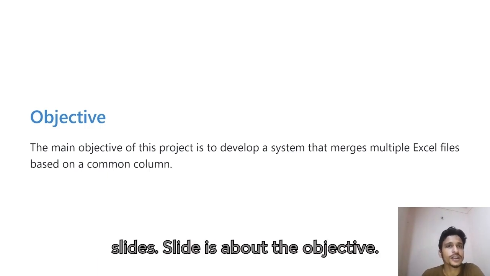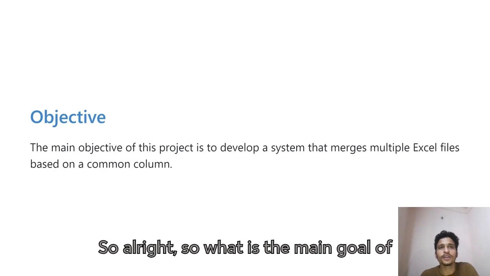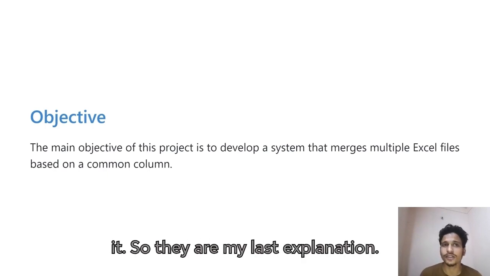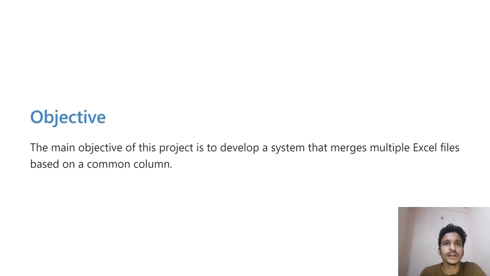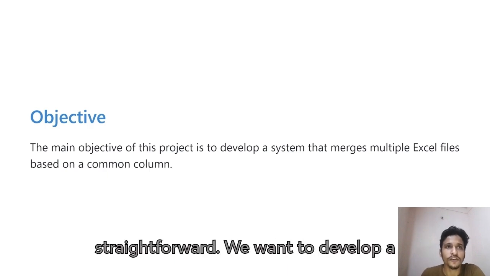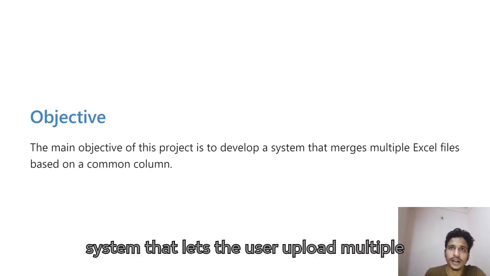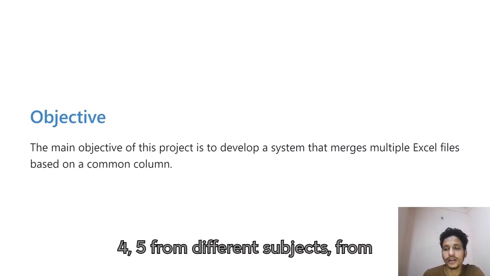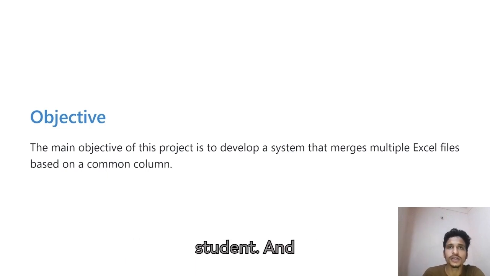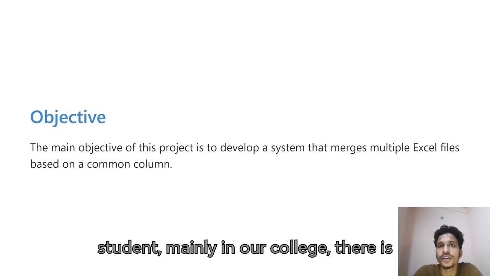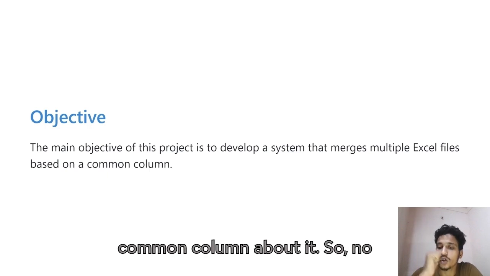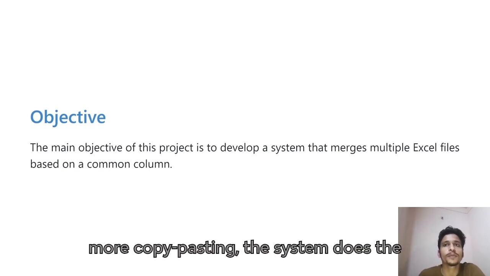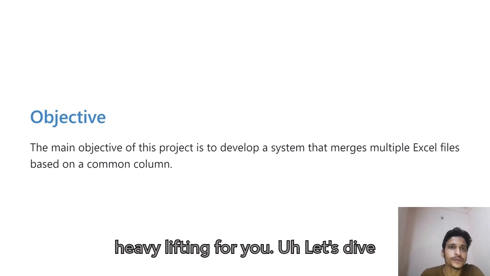This slide is about the objective. So what is the main goal of this project? I think you can get it from my last explanation. The objective is pretty straightforward. We want to develop a system that lets users upload multiple files, more than two, three, four, five, from different subjects, different sections, different students, and merge them based on a common column. Mainly in a college, the student enrollment number is a common column. So no more copy pasting. The system does the heavy lifting for you.